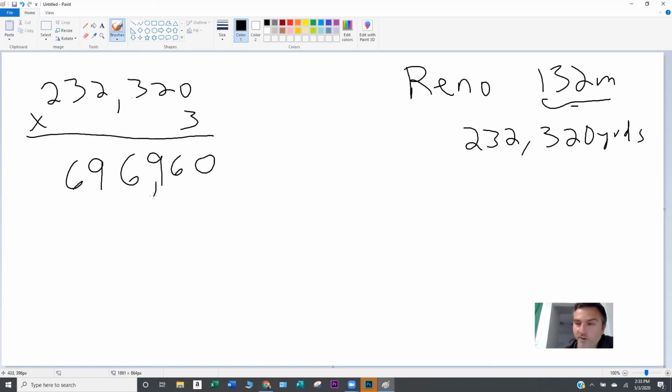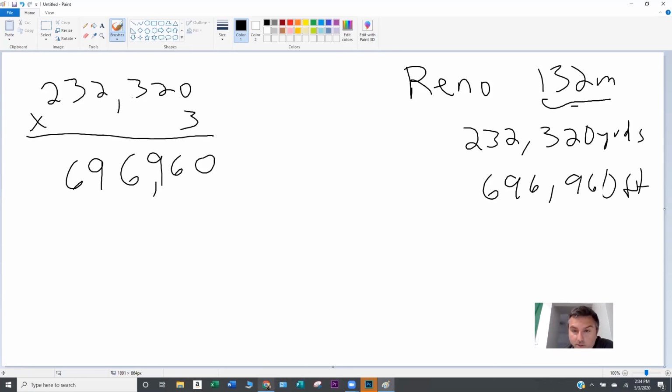So my Reno River is 696,960 feet long. I could probably fix that with my eraser. Now I have the Reno River is 132 miles long, 232,320 yards long, and 696,960 feet long. Now I have done the Reno River.